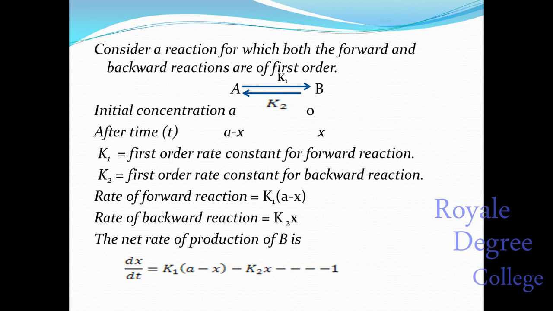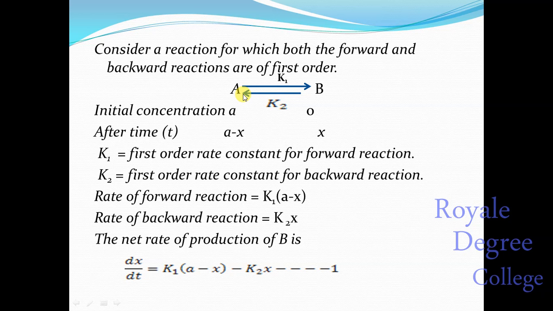From the reactant A, at the rate constant K1, we are getting the product B. And from the product B, at the rate constant K2, we are getting the reactant A again. So the forward and the backward reaction are taking place here.